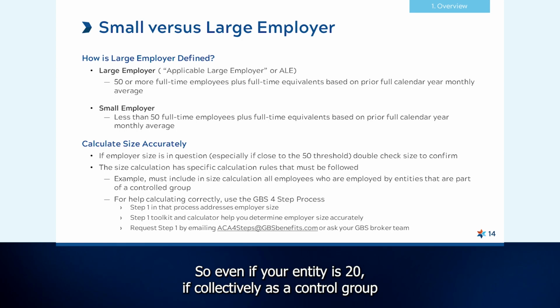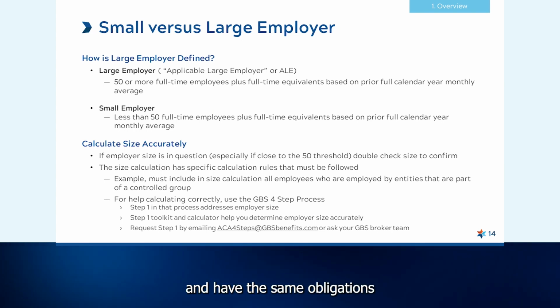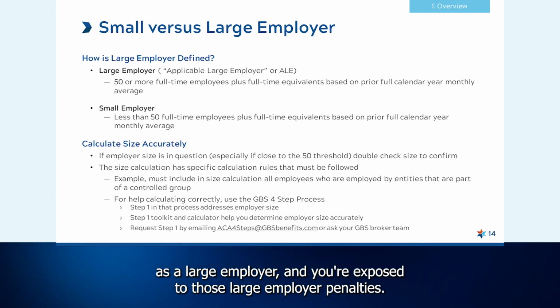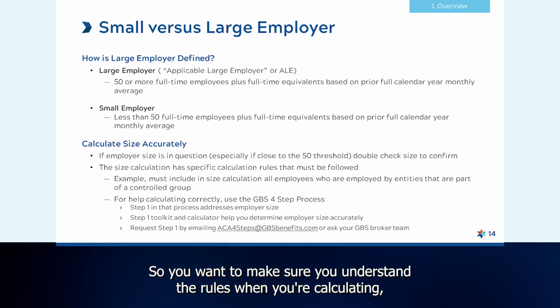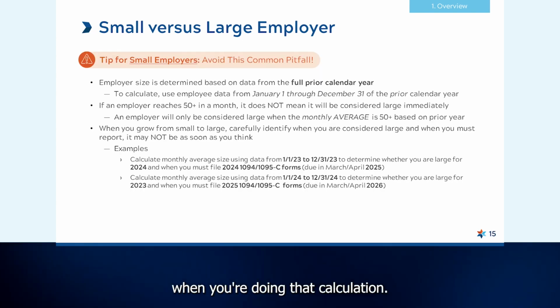So even if your entity is 20, if collectively as a control group you're over 50, you are considered large and you are exposed to and have the same obligations as a large employer, and you're exposed to those large employer penalties. So you want to make sure you understand the rules when you're calculating and make sure you understand who you're supposed to actually include when you're doing that calculation.